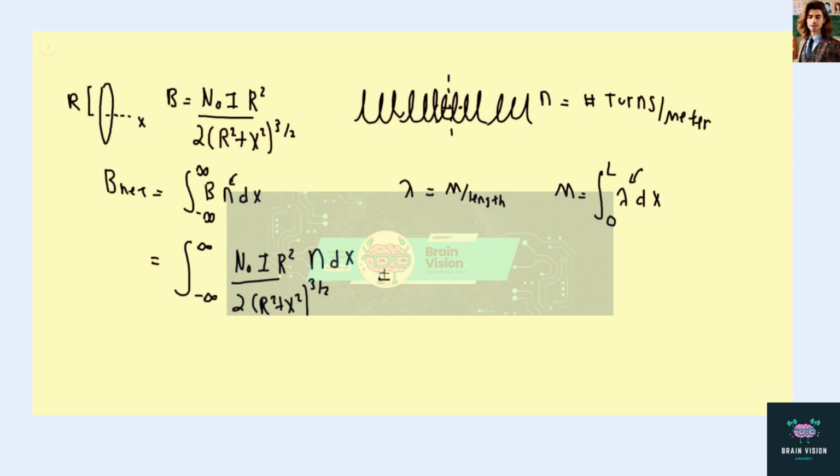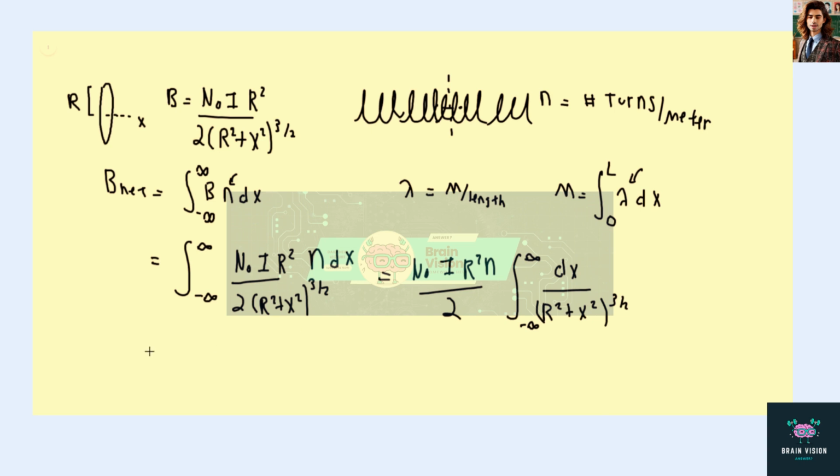So we have a lot of constants we can pull out. We have mu naught I r squared n over 2, and we're left with the integral of dx over r squared plus x squared to the 3/2, from negative infinity to infinity. As usual, do this integral in whatever way you'd like. You can do it with a u substitution. You can look it up in a table.